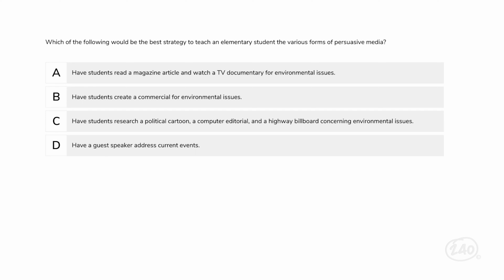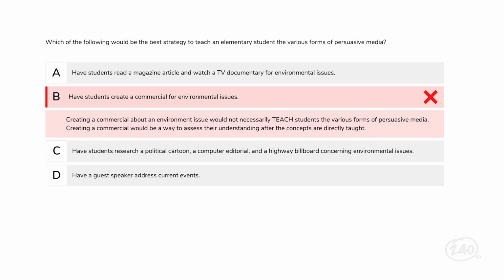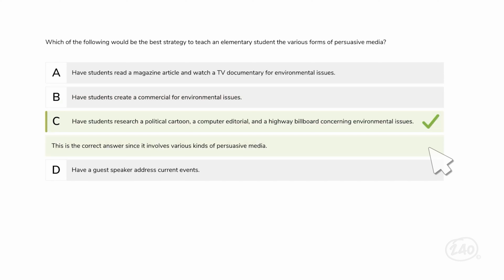We talked about having students make their own ads, so I thought this was the answer. But the question feedback feature helped me realize that creating a commercial wouldn't necessarily teach students about persuasive media. Rather, it would be a good way to assess their understanding. So this is actually the answer, since it involves various kinds of persuasive media.